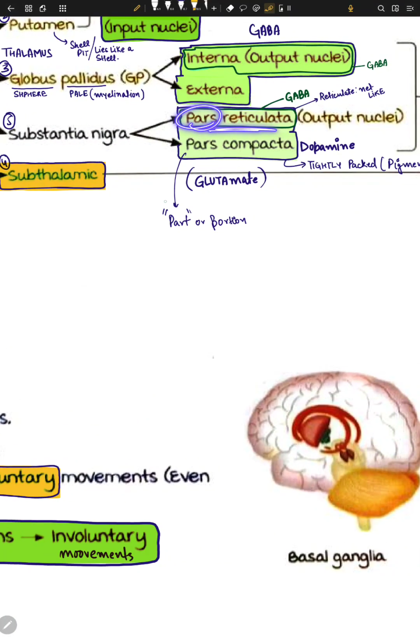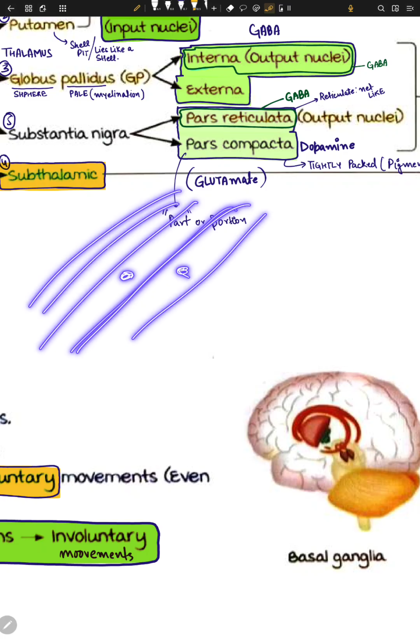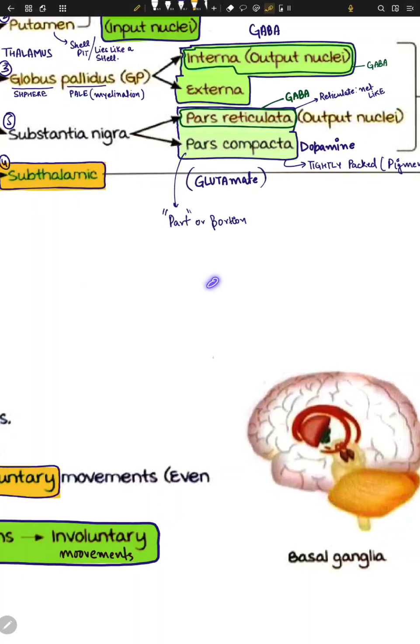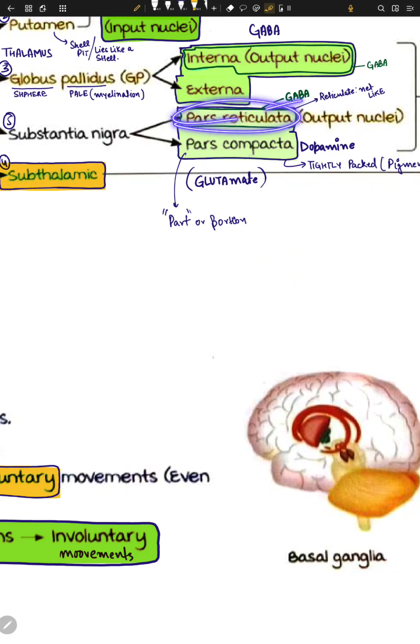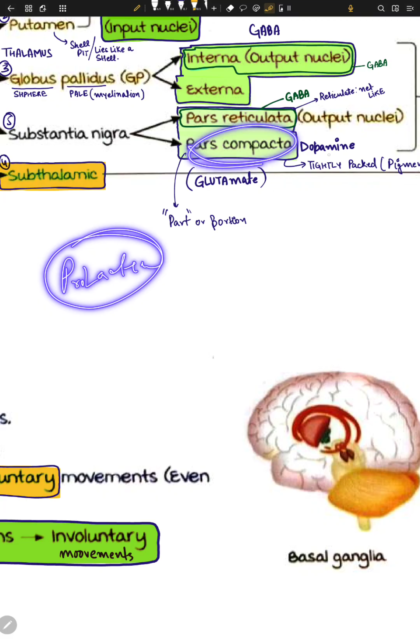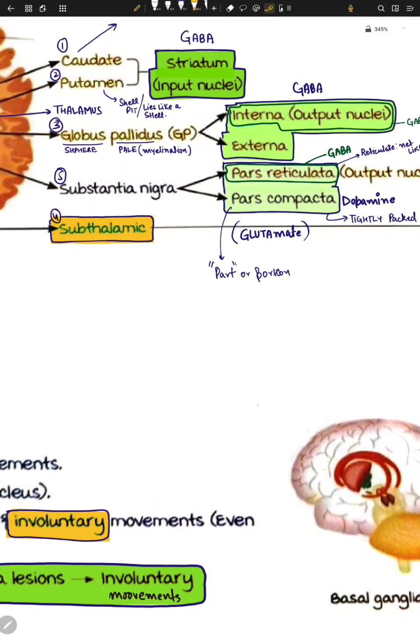And pars reticulata, it's a reticulum, a mesh of gray and white matter. Gray matter nuclei passing through white matter bundles. So for example, this is a gray matter nucleus, and then we have a lot of white matter bundle fibers, okay? So pars reticulata works via GABA, pars compacta works via dopamine. Dopamine is inhibitory for prolactin. So this is pars compacta. And subthalamic is excitatory, it works via glutamate.